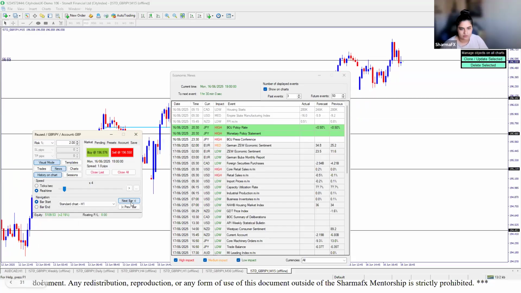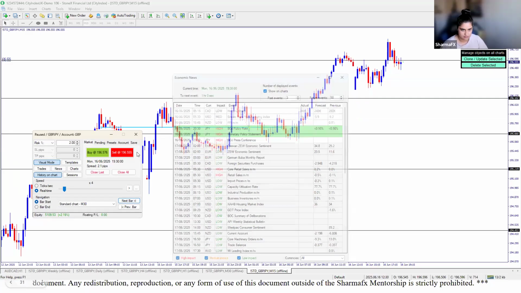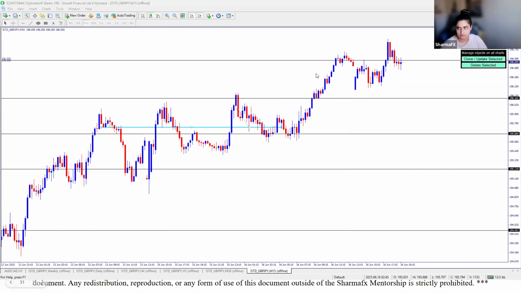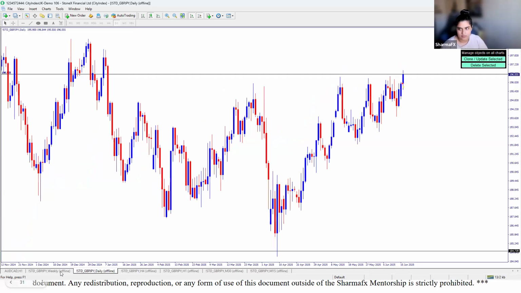Let's do about an hour before. All right, that's an hour before interest rates are going to come out. We're expecting that the interest rates are going to be maintained at 0.5%. So let's go ahead and remove everything from the charts. All right, awesome.